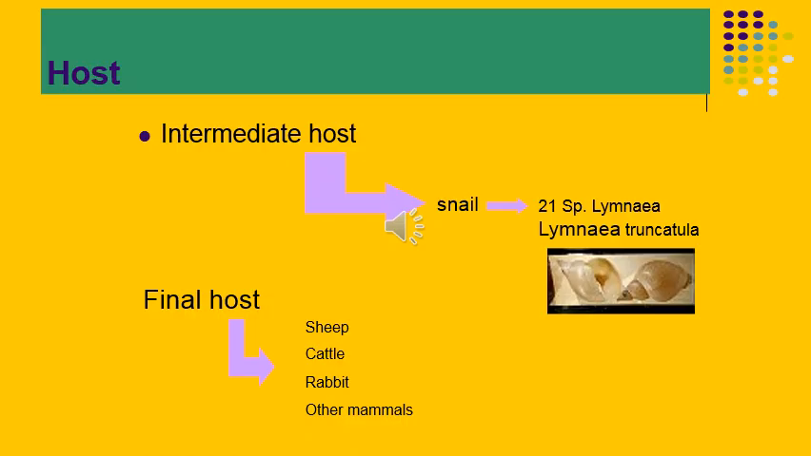Intermediate host of this worm is a snail, especially 21 species of Lymnaea, and especially Lymnaea truncatula is the most important intermediate host for Fasciola hepatica. And you can see the picture of the shell of this snail. The final host is sheep, cattle, rabbit, and other mammals.